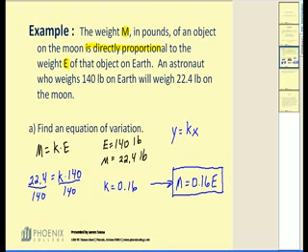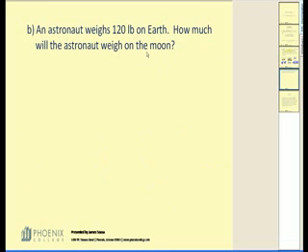We have one more question. An astronaut who weighs 120 pounds on Earth, how much will that astronaut weigh on the moon? So the Earth weight, or E, is now 120 pounds.